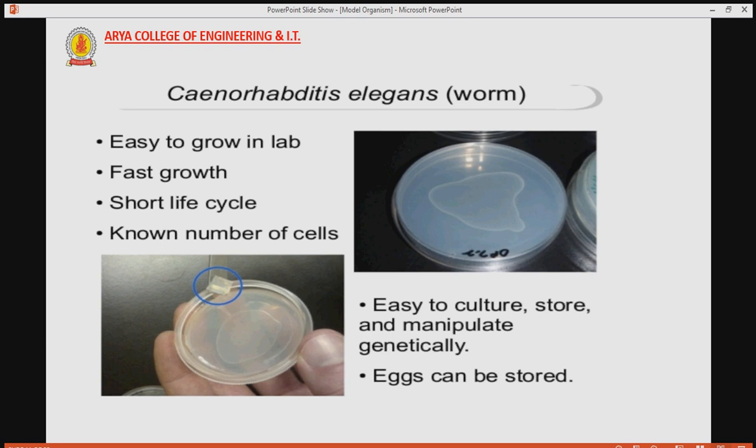Continuing with the worm, it can easily grow in the lab. Growth is fast. Its life cycle is very short and it has a known number of cells. One more thing is that its skin is translucent or transparent, so without cutting them, scientists can study its development. Its eggs can be stored. It lays a large number of eggs.